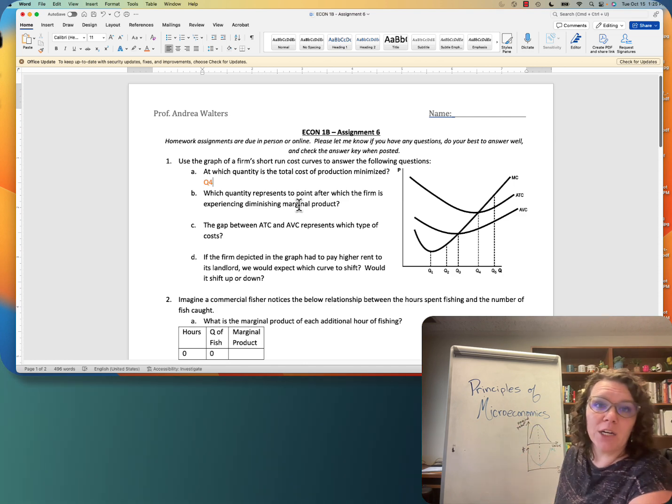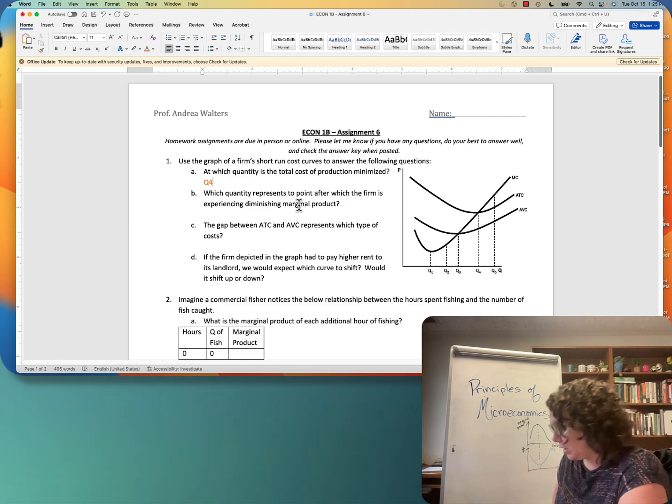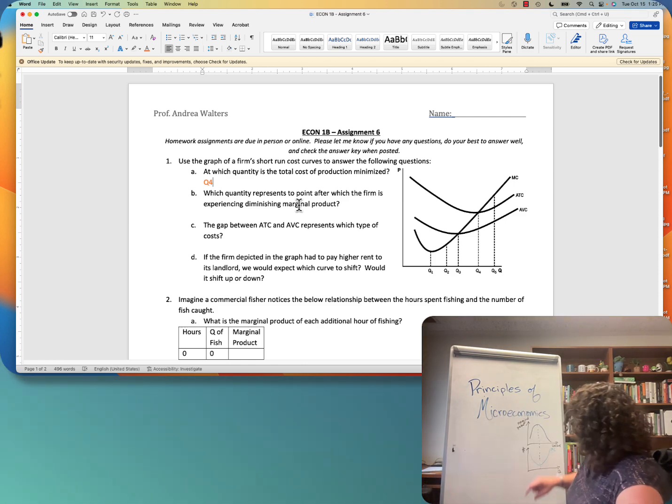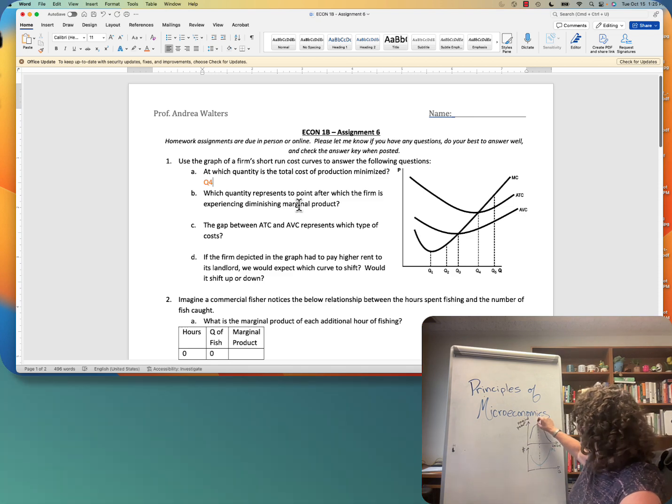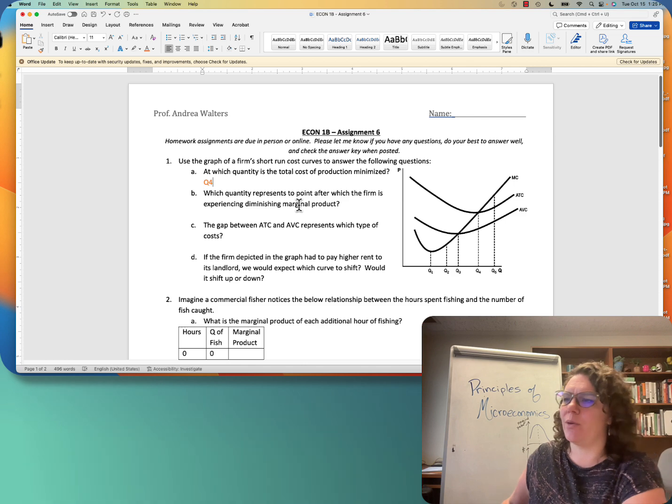So if I'm hiring more and more workers to make books in my factory, if each worker is more and more productive, it's going to cost me less and less to produce more books. But as each worker gets less productive in terms of producing books, it's going to get more expensive to hire enough workers to get another book made, basically. I'll try to give you all another example of that.